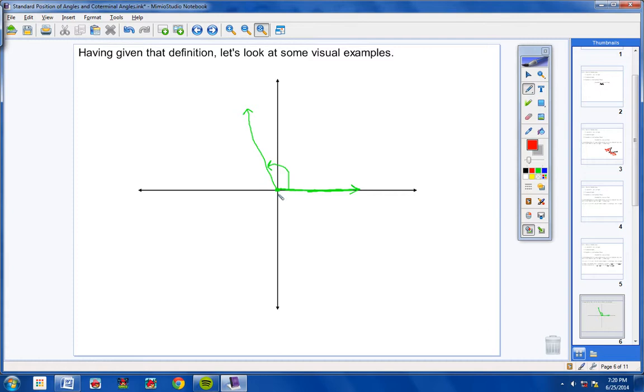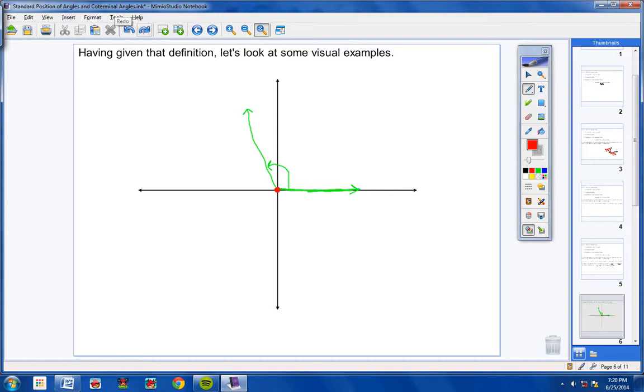First of all, is the vertex of the angle at the origin right here, or in other words, is it at 0, 0 on the coordinate plane? Yes, it is. And this is your initial side. Is your initial side lying on the positive x-axis? Well, yes, this is your x-axis, and anything from here over, all of this here is considered your positive part of your x-axis. So this angle here would be in standard position.